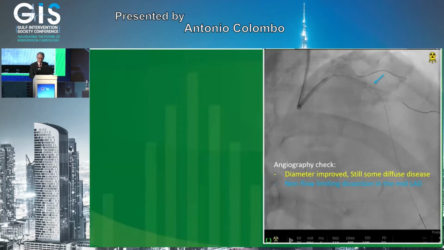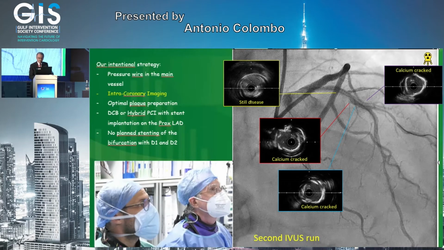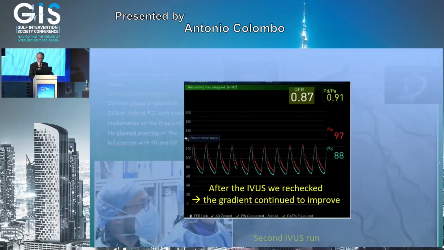So here is nothing new. The lesion is apparently well prepared, and we measure the distal pressure gradient at this point, and it is 0.90, so it's not bad for such a diffuse disease. LAD with a DFR of 85. We repeated the IVUS, and you see that the calcium is broken. There is a dissection, but the pressure gradient is stable. As a matter of fact, now it is even 91, and the gradient is stable.